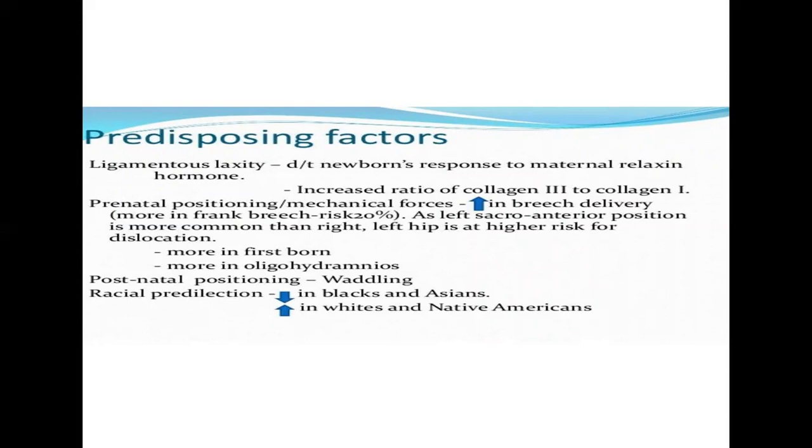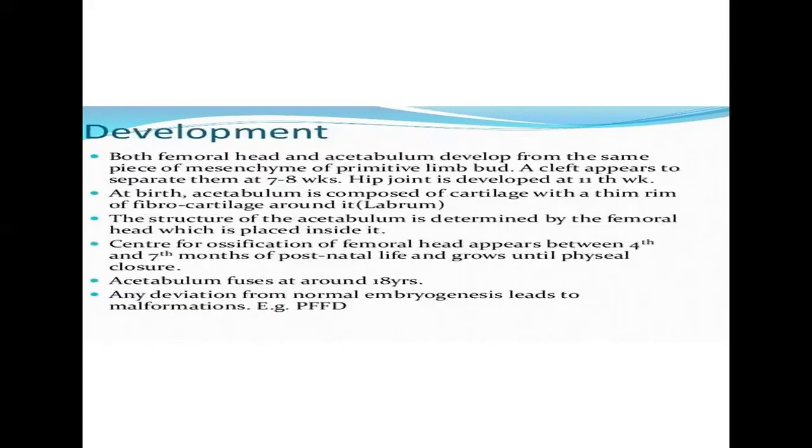Parental positioning and mechanical force: increase in breech delivery, more in frank breech, risk 20%. As left sacro-anterior position is more common than right, the left hip is at higher risk of dislocation. More in firstborn, more in oligohydramnios, postnatal positioning, swaddling, racial predilection: decreased in blacks and Asians, increased in whites and Native Americans.